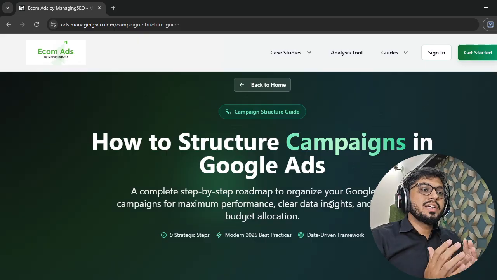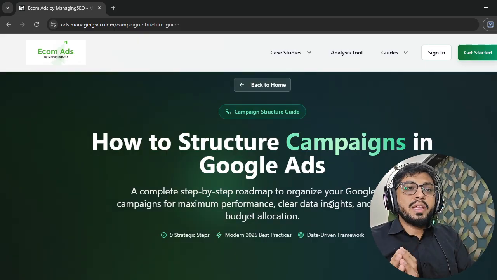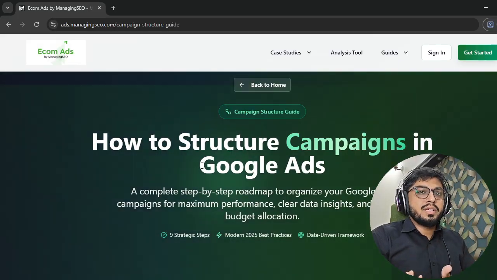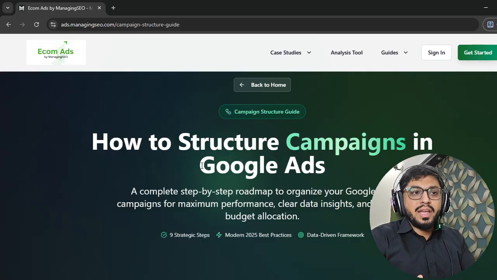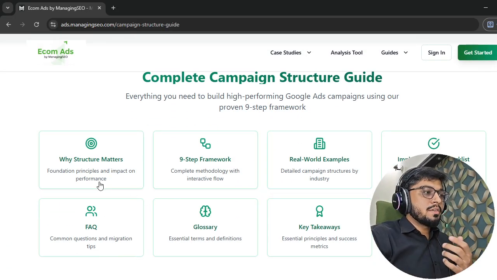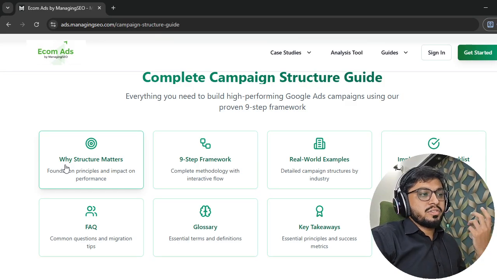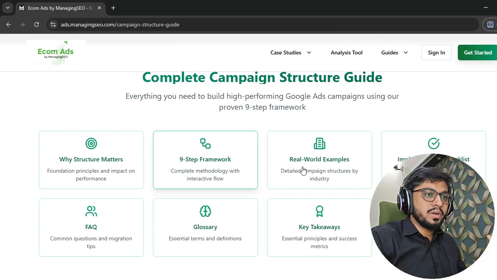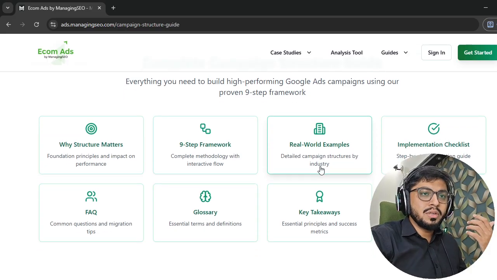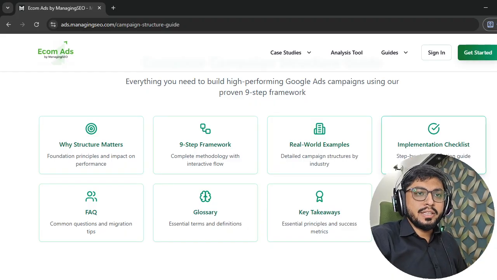And it's actually structuring campaigns in Google Ads. So that's why I named the topic how to structure campaigns in Google Ads. So let's start. In the start, we have why this structure matters, and then we have the framework, and then there are some real world examples. If you don't want to take notes, then I have the notes at the end. Just follow the checklist, and that's the core of this guide.